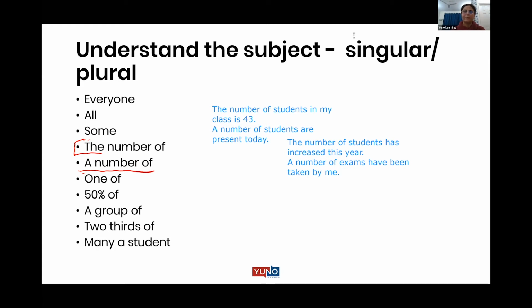Then only I'll be able to, of course, I can read otherwise also, but everyone in this class will be able to read your sentences. One of my friends' marriage has been fixed. One of my friends is very tall. Oh, correct. So after one of, you always put plural.